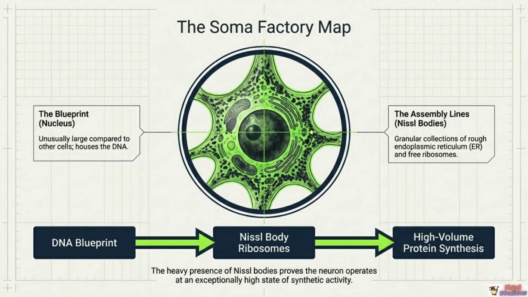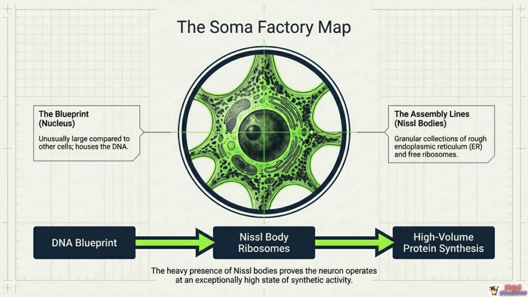Let's zoom in on the processor, the soma. Right in the center, we find the blueprint, an unusually large, pale-staining nucleus containing a dark, prominent nucleolus. This massive nucleus houses the DNA and signifies that the neuron is a remarkably active cell requiring constant transcription. Surrounding the nucleus in the cytoplasm, we find the assembly lines, known histologically as Nissl bodies. If you look at a slide stained with a basic dye, Nissl bodies appear as dense, granular, dark blue clumps scattered throughout the soma. But what are they actually?